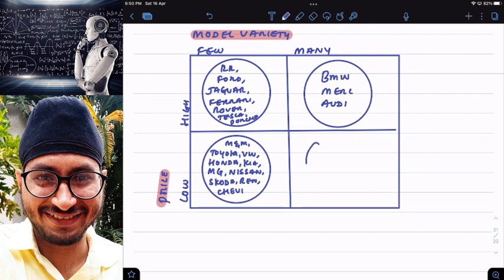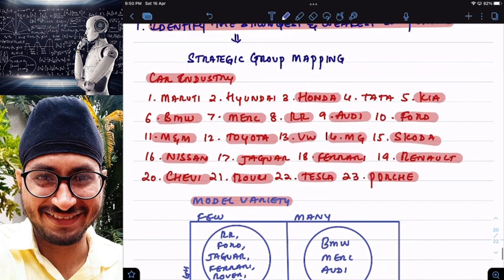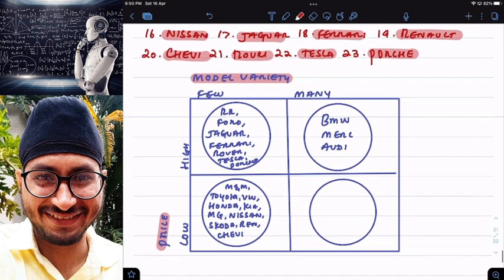And then we are left with only one group. What is that group, sir? Many models and price is also less. What are the companies left over? Maruti, Hyundai, Tata.